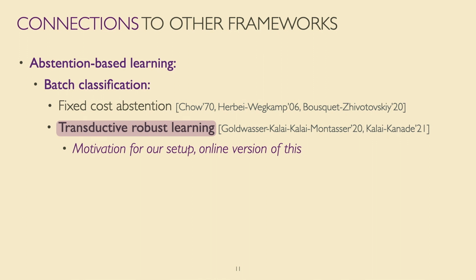The main motivation for this work came from this really cool paper by Goel, Kalai, and Montasser, which was transductive robust learning. The framework was similar to what I'm describing, just not in the online setting. You get your training data set that's clean, and then at test time you get to see the inputs, not the labels, which could be arbitrarily corrupted by the adversary. You need to decide which ones you want to predict on and which ones you want to abstain on. But it's transductive because you get to see what you're going to be tested on. In the online setting, you don't get to see the future, so it's more challenging. But the motivation and the loss come from this model.